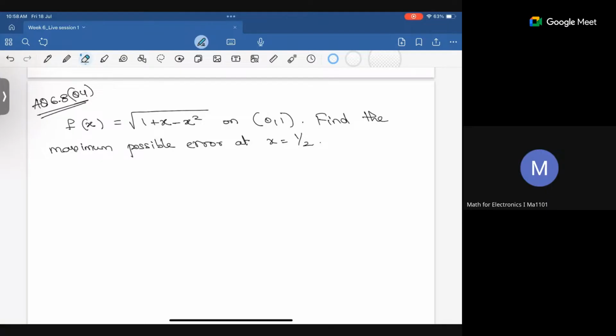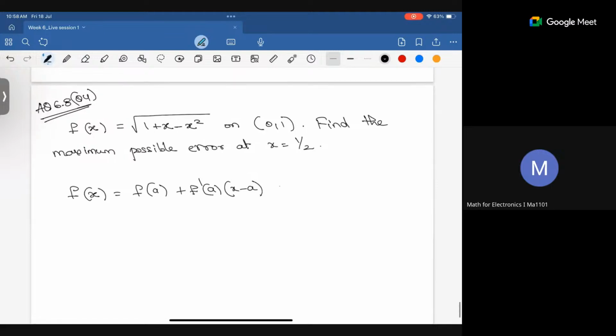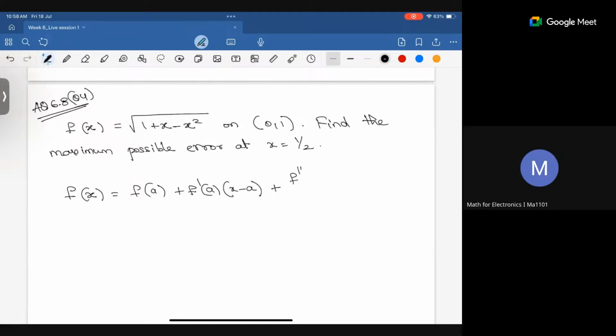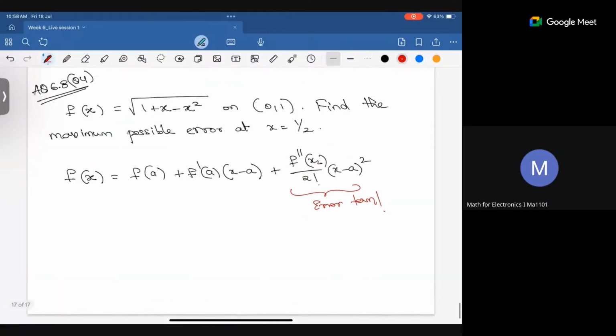So for that, we need to understand the error term first. Let's write Taylor's theorem for linear approximation once more. Since it is linear approximation, you will take the first two terms, which will be the linear approximation, plus the error term. Then comes the error term: f double prime x2 divided by 2 factorial, x minus a whole square. And this is the linear approximation.